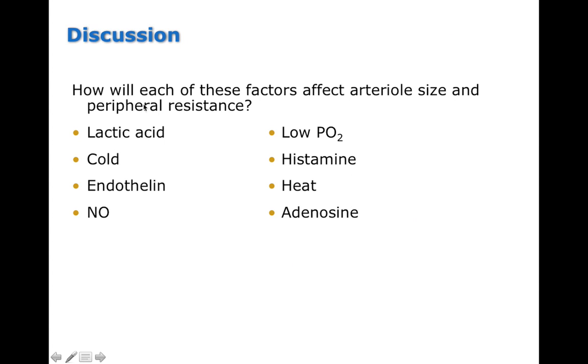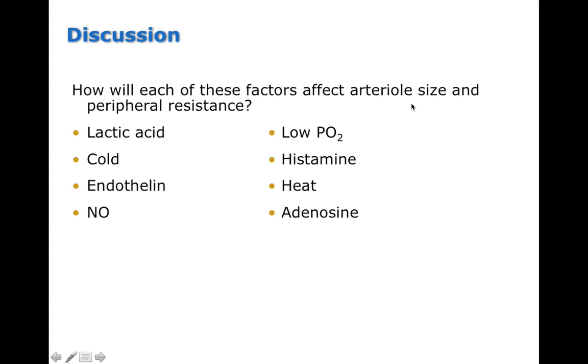So this discussion here says, how will each of these factors affect arterial size and peripheral resistance? I'd like you guys to comment in the comment area down below this video and tell me how lactic acid affects arterial size or peripheral resistance, or how cold or endothelin or nitric oxide or low O2 or histamine or heat or adenosine affect arterial size and resistance, right? Well, these are going to change arterial diameter in some way, and that's going to have an effect on resistance.